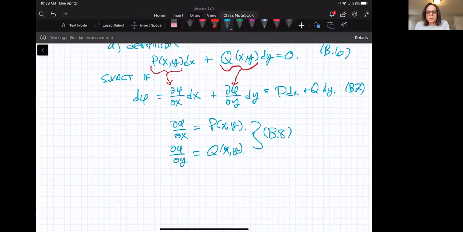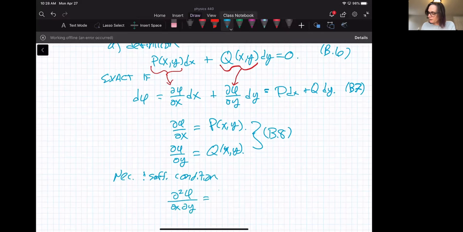Now for this to work, the necessary and sufficient condition, and this is independent of order, is that the cross terms don't matter. In other words, especially if we're looking at how we would differentiate with respect to y and x, say, d squared phi dx dy equals dP dy equals dQ dx equals d squared phi dx dy.